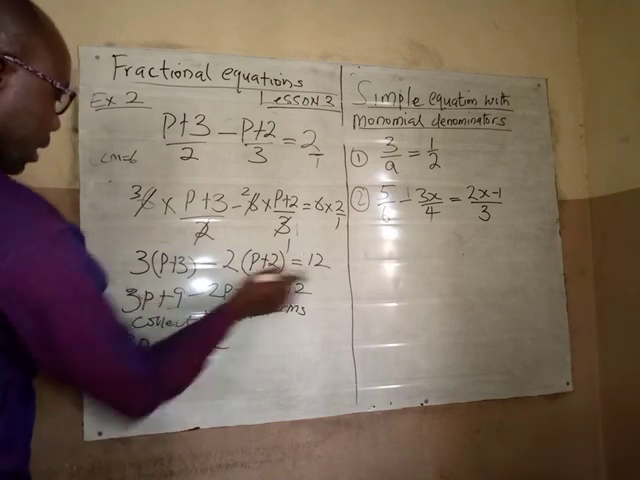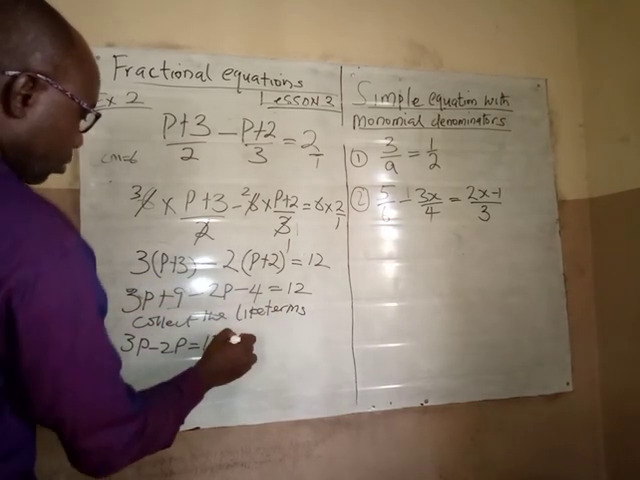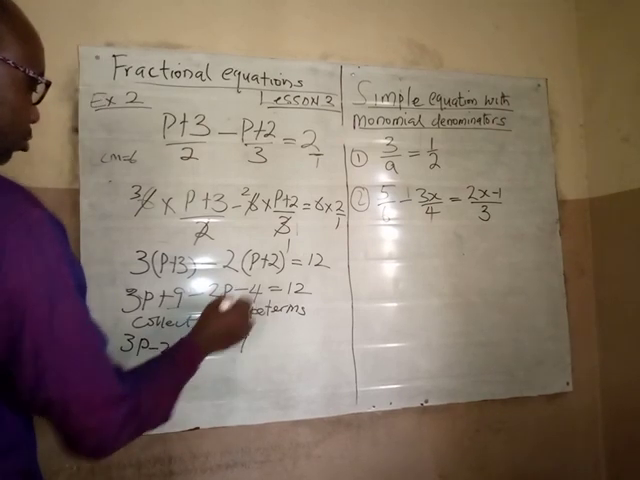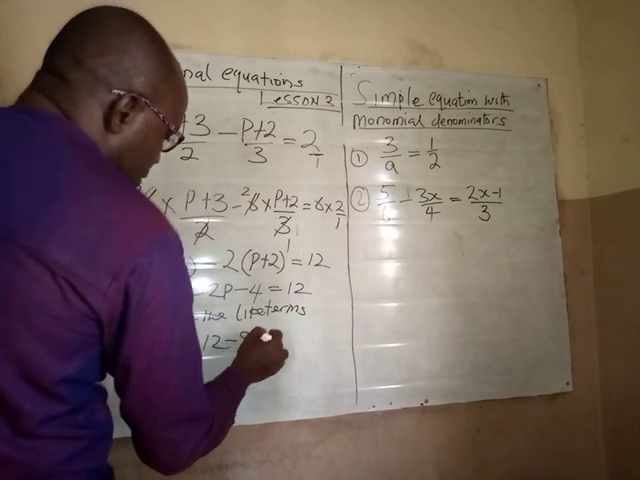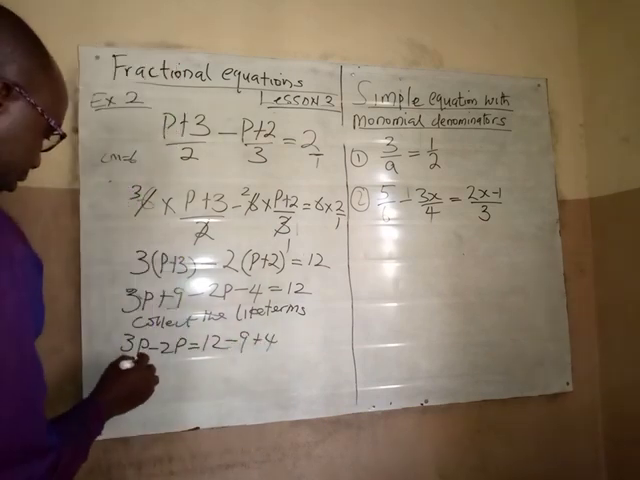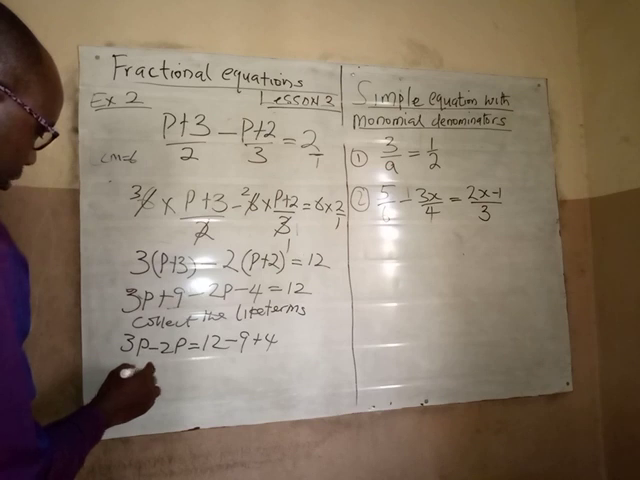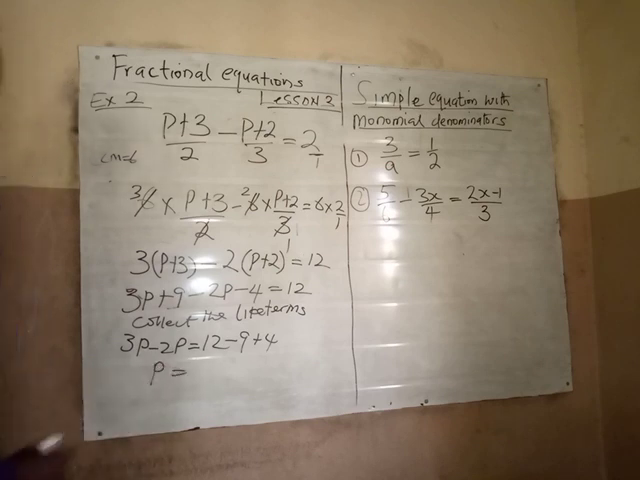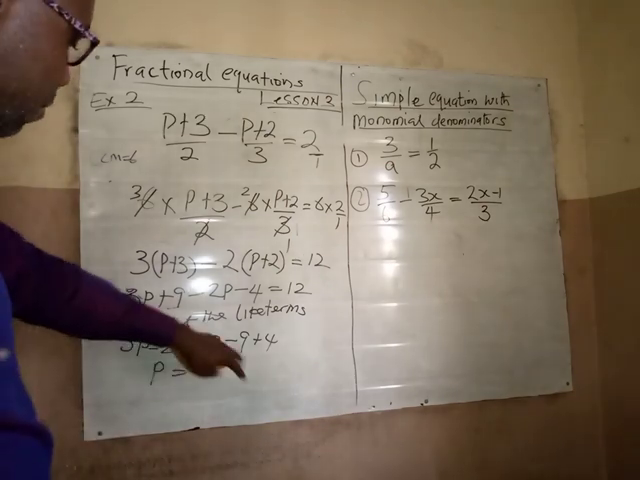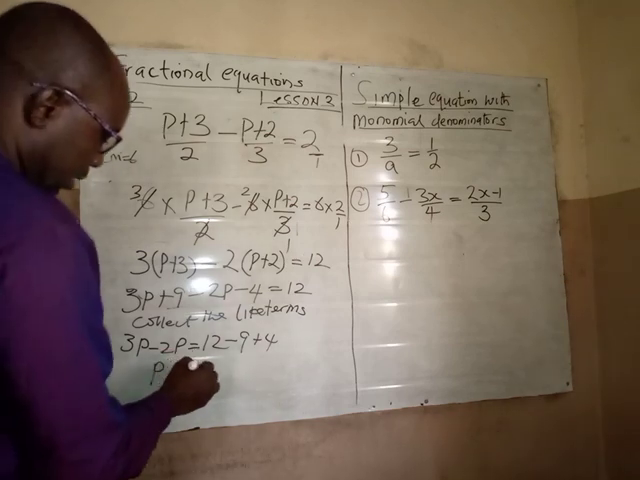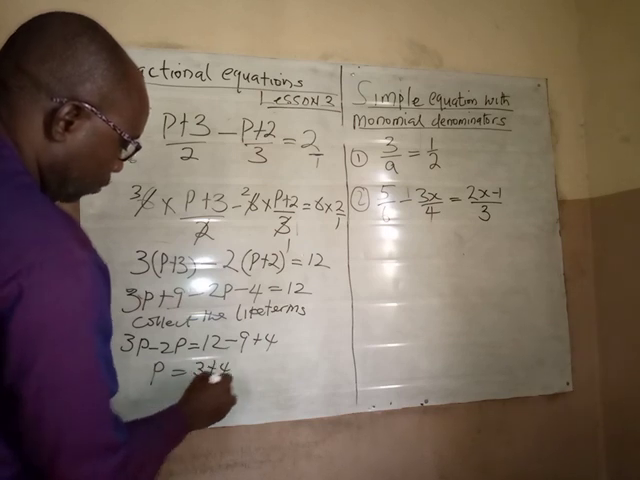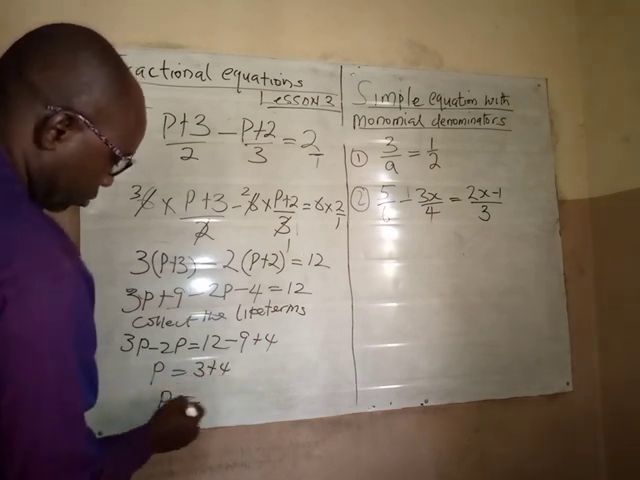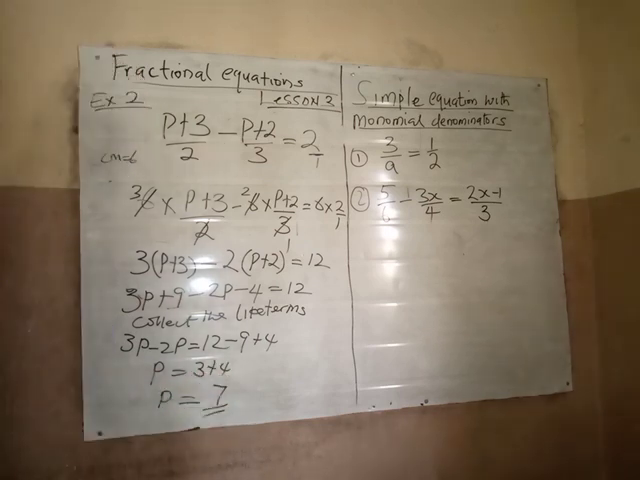So what we now have is 3P minus 2P equals 12, which is already on the other side, plus 9 crossing the equation becomes minus 9. The minus 4 crossing the equation will give me plus 4. So 3P minus 2P will give me P, which equals 12 minus 9, which gives me 3, 3 plus 4. So P is equal to 7. So this is how to go about this functional equation.